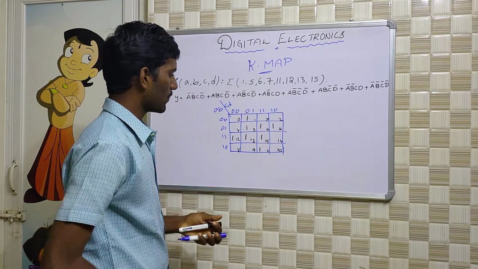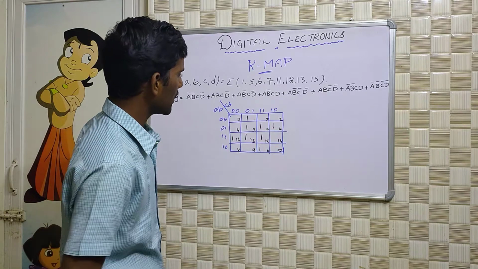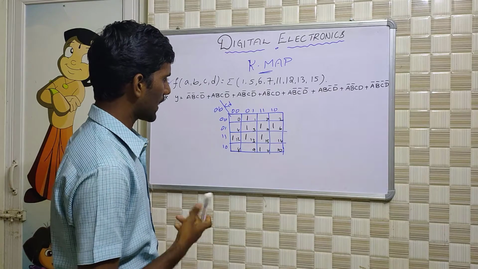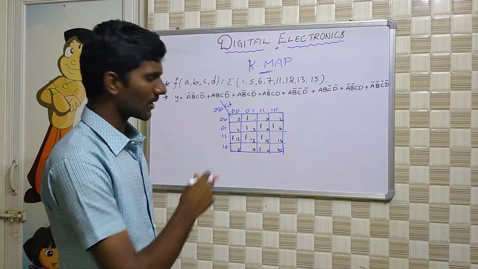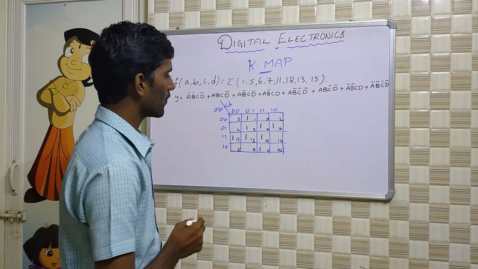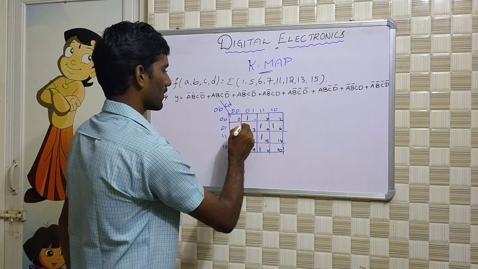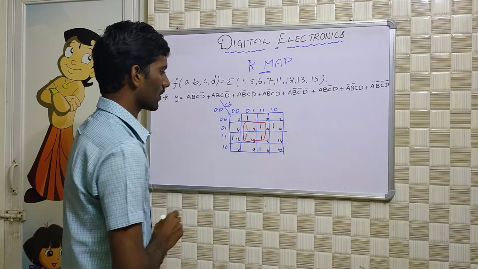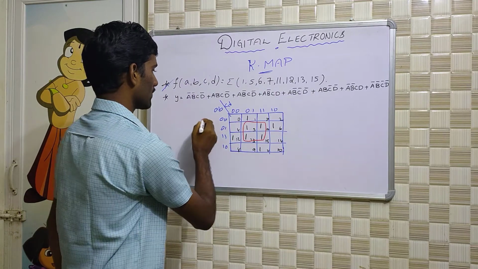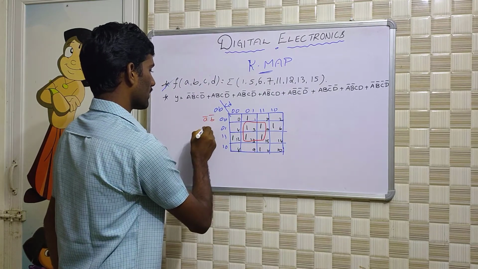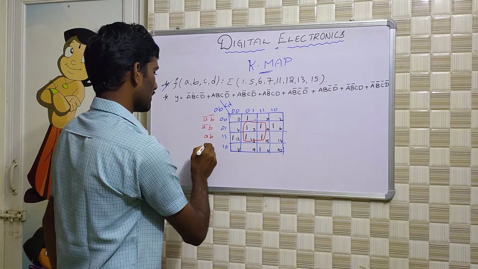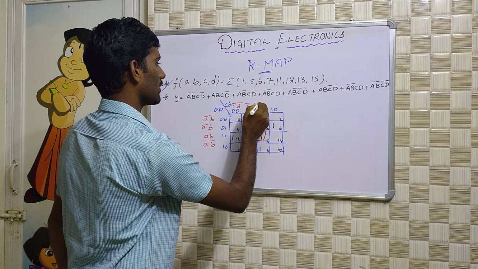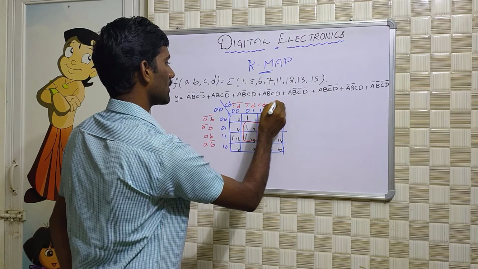Now we need to map the adjacent cells. Initially we check, is there any 8 combinations? There is no 8 combinations. The next one is we need to see is there any possible 4 combinations. Yes, there are 4 adjacent cells. So this is 4 adjacent cells. A bar B bar, A bar B, A B, A B bar, C bar D bar, C bar D, C D, C D bar.